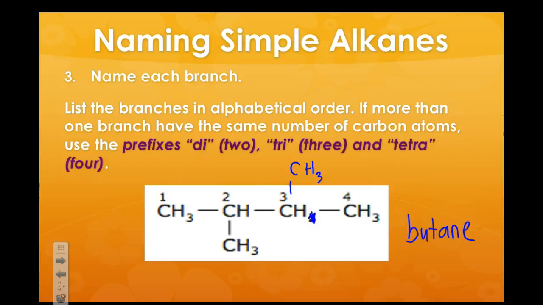What are the addresses of the branches? 2 and 3. 2, 3. Each branch has how many carbons? 1. So the prefix for 1 is methyl. And because there's a methyl group here and a methyl group here, it would actually be dimethyl butane. So this is just delightfully and beautifully complex.